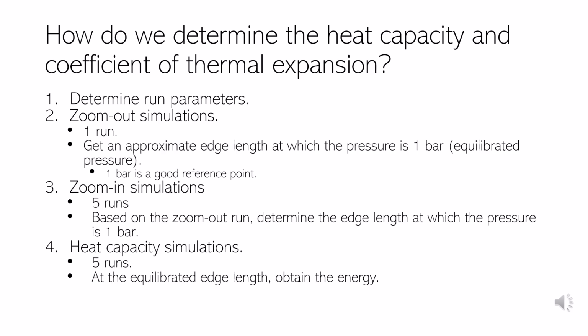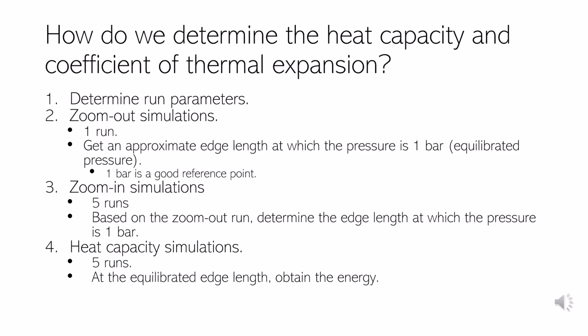So in our research, we try to determine the heat capacity and coefficient of thermal expansion of the salts. In order to do this, we follow 4 steps. We first determine the number of atoms and the temperature for the simulation. Secondly, we do a series of simulations at different volumes to get a rough estimate of the equilibrated volume. These runs are called zoom-out runs.